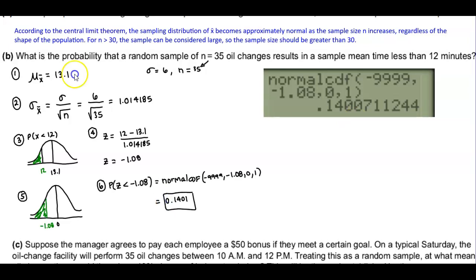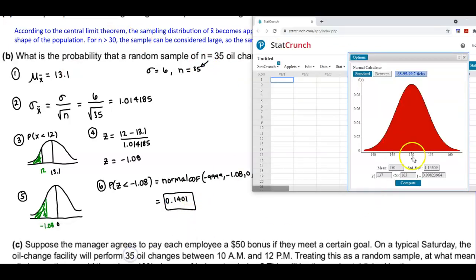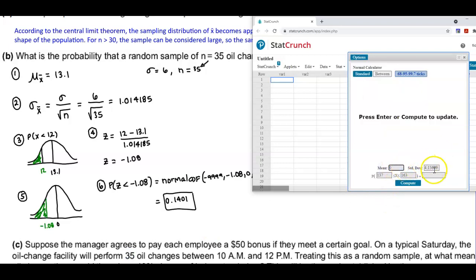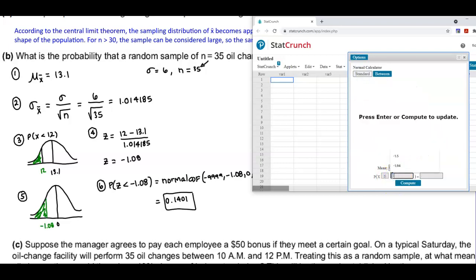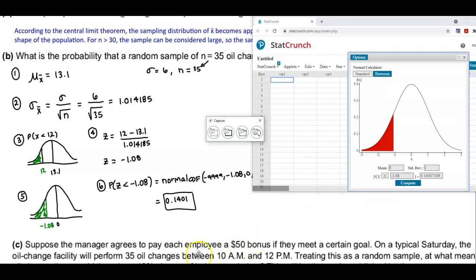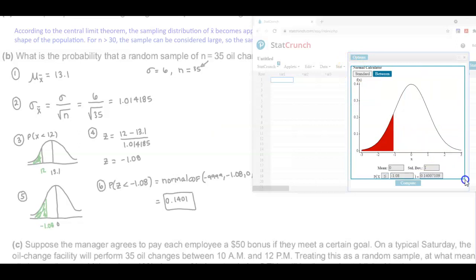And again, if we wanted to do this on StatCrunch, then we know that the mean is going to be 0 and the standard deviation is going to be 1 since we converted it to a z-score. And we know that we want that value to be less than negative 1.08. Then let's go ahead and compute that. And then we can see that we get the exact same area.